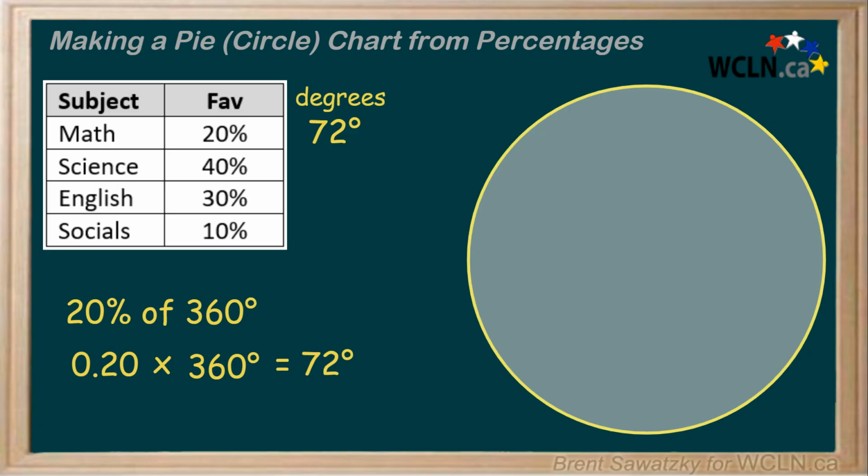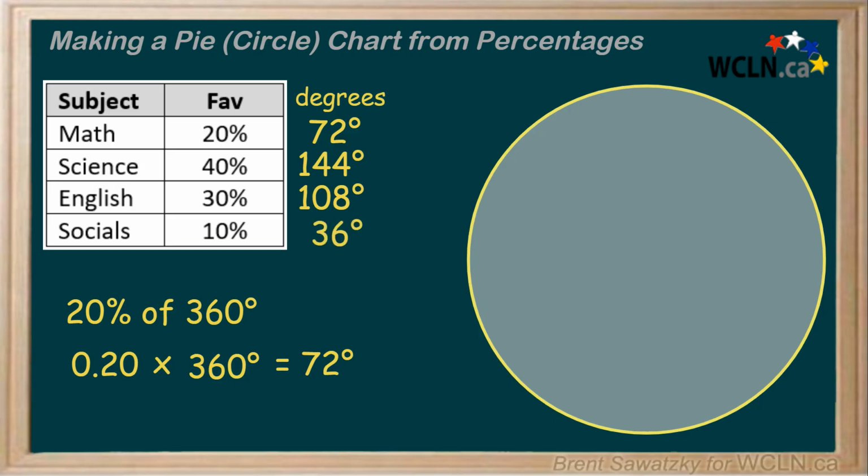And we can do the same thing for the other subjects. 40% or 0.40 times 360 degrees is 144 degrees. 30% becomes 0.30 times 360 or 108 degrees. And 10%, 0.10 times 360 or 36 degrees.